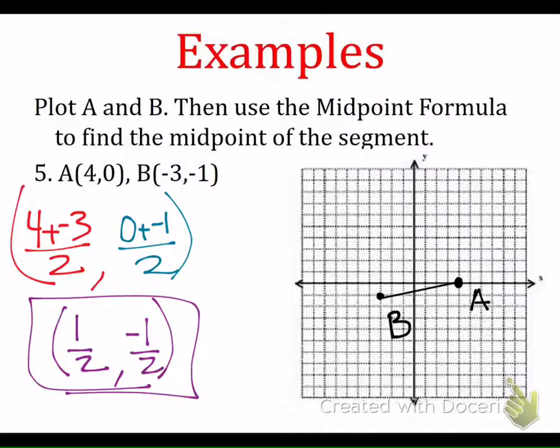Now, you might think, oh, these are fractions, it has to be wrong. I don't know. To graph (1/2, negative 1/2), go halfway to the right and halfway down, and that's right on the line, and that looks pretty good. I think we're good. Questions?